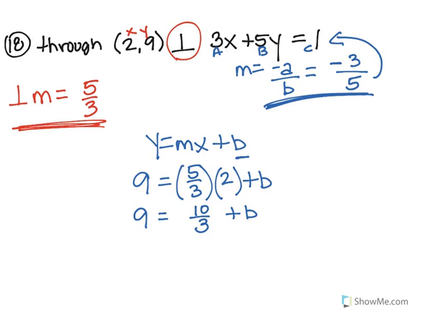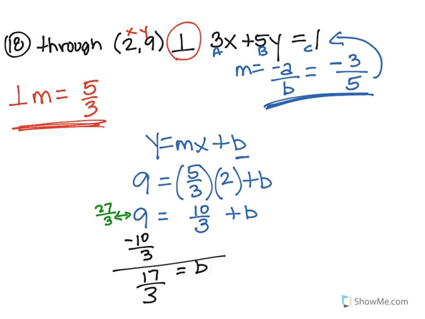Y'all got calculators. You can subtract your 10/3 because we've got to get b by itself. In your calculator, you would type in 9 minus 10 ABC 3, and that should give you 17/3. Or if we're doing it manually, 3 times 9 is 27, so I know that 9 is the same as 27/3. So 27 minus 10 is 17/3.